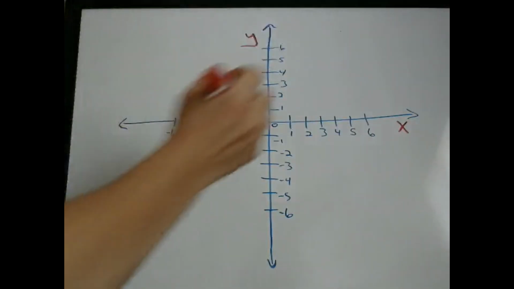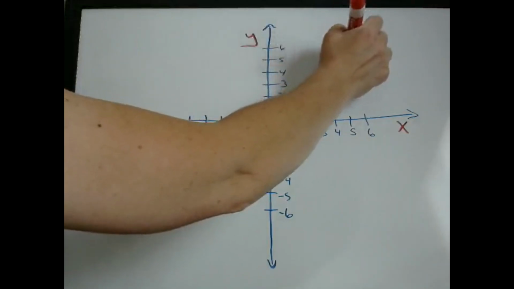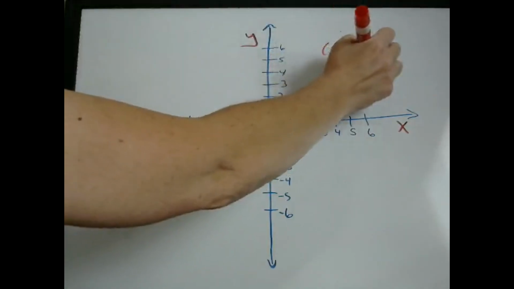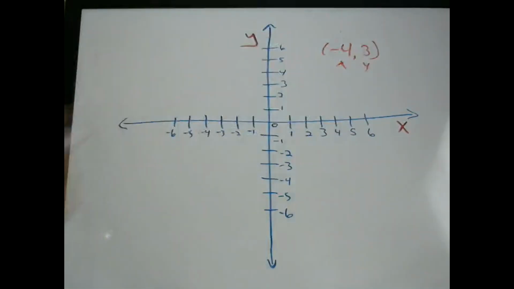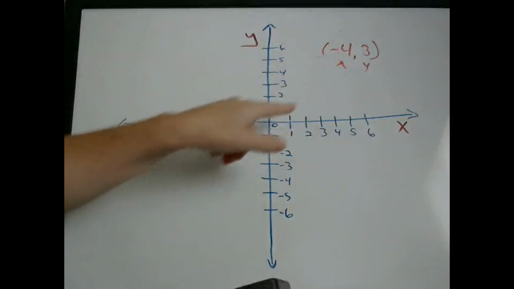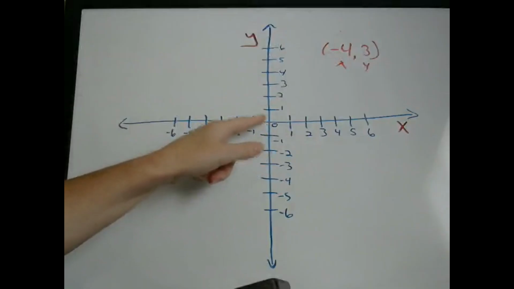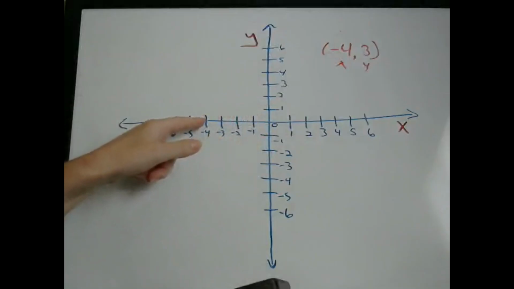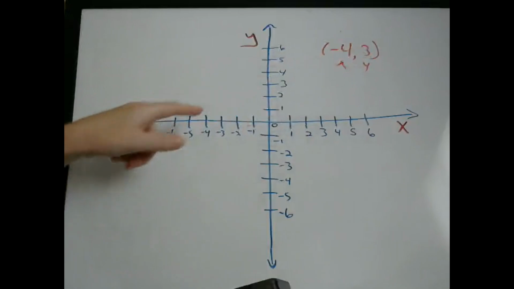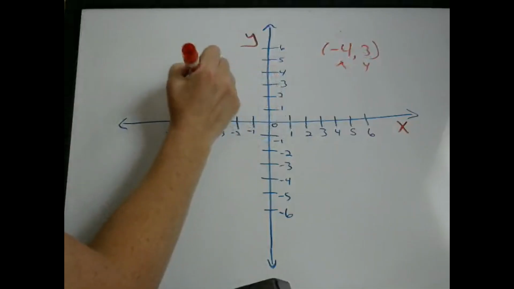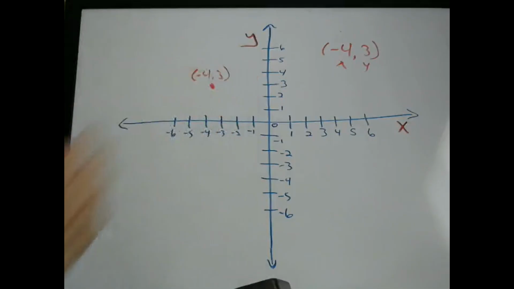If we have a point, for example, (-4, 3), again, you have your x component and your y component. So x is -4, so you start at the origin. Since it's negative, we're going to go to the left. 1, 2, 3, 4. And then from there, your y component is a positive 3, so we're going to go up 3. 1, 2, 3. So that point would be plotted right here.